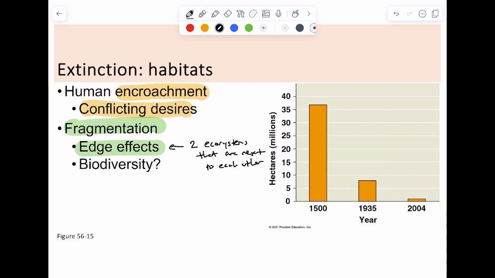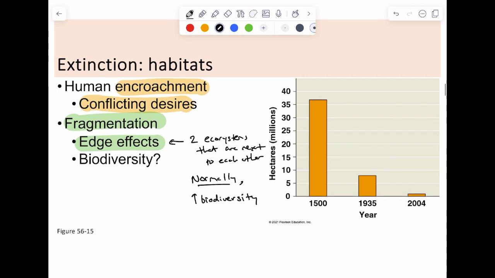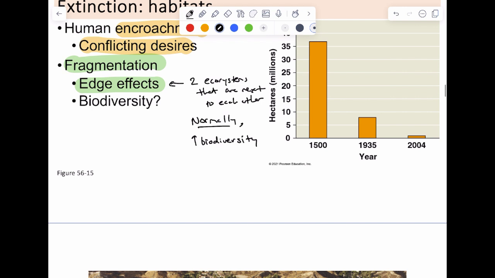Under most circumstances, what we'll get is an increase in biodiversity. Like where saltwater environments run into freshwater environments, you get an estuary and we get an explosion of biodiversity. That would be a normal edge.